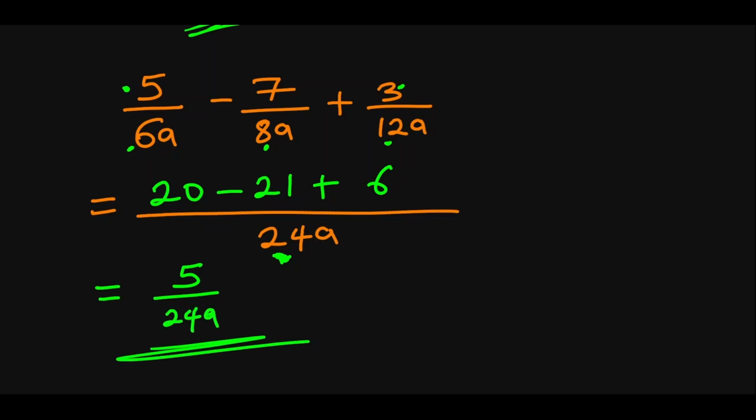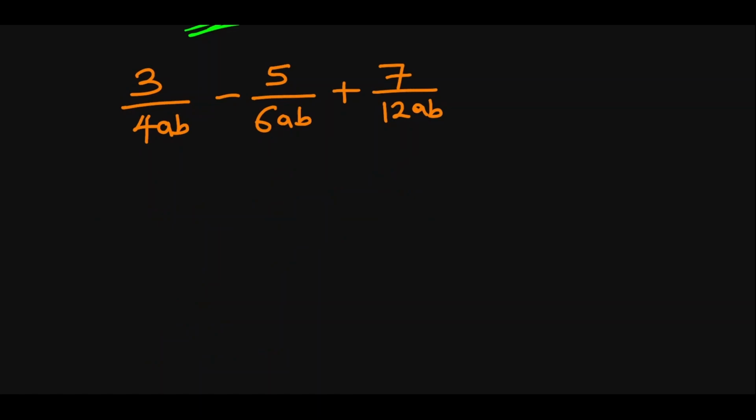Let's take another example. Look at this example on your screen. 3 over 4ab minus 5 over 6ab plus 7 over 12ab. As usual, we will find the LCM first. What is the LCM? 12ab. Because 12 is a multiple of 4, 6 and 12, and then ab is common amongst all of them. So we do the same thing.